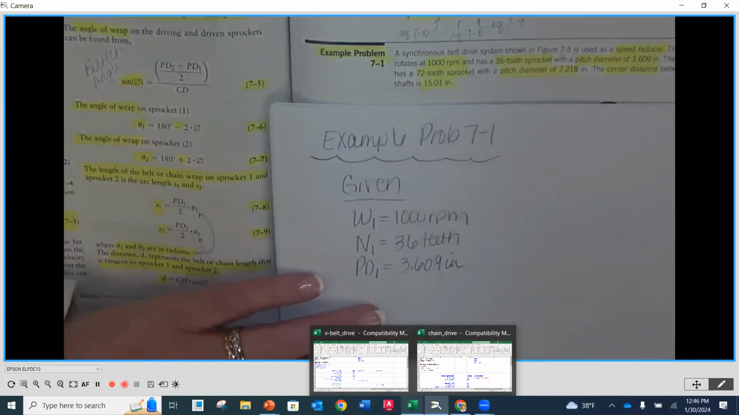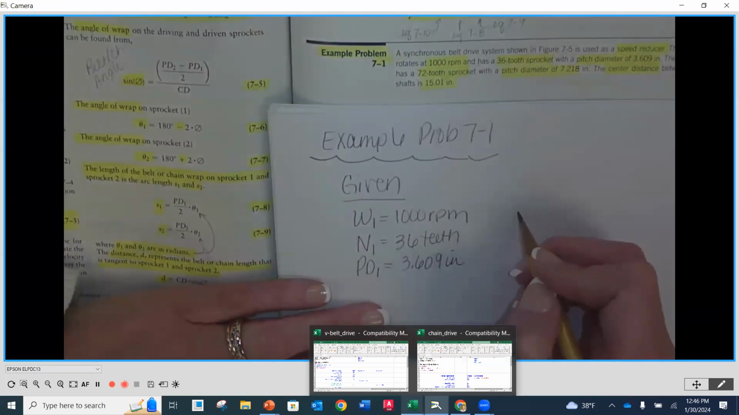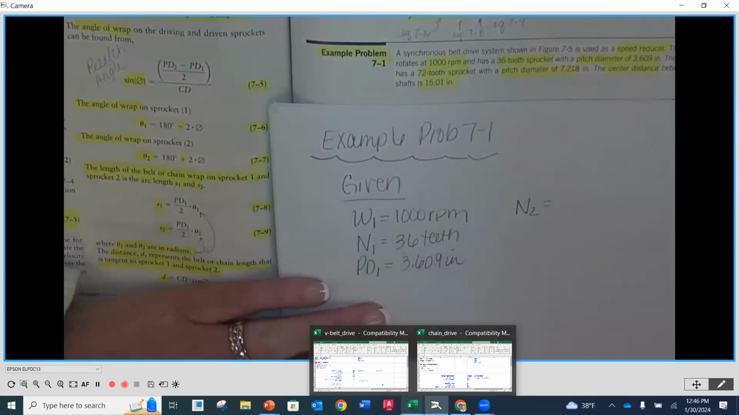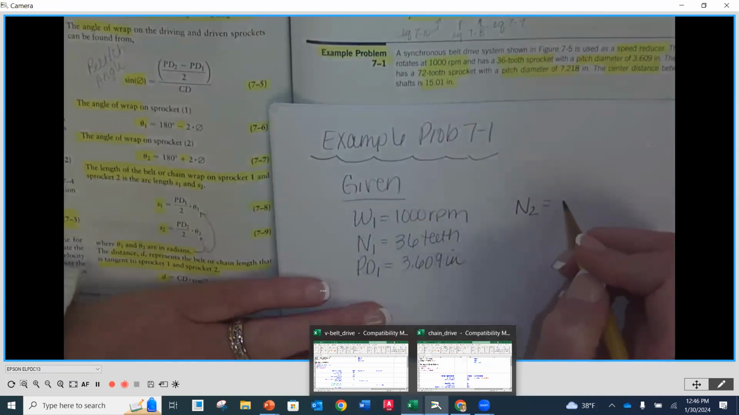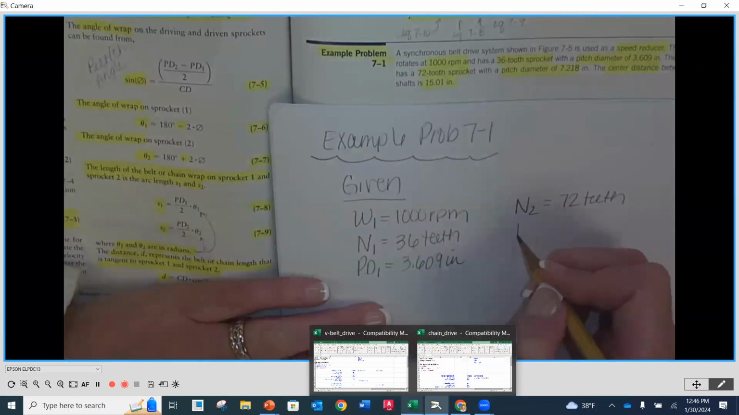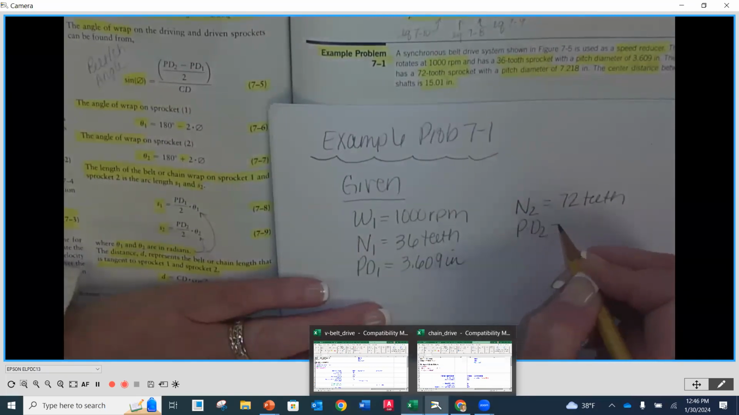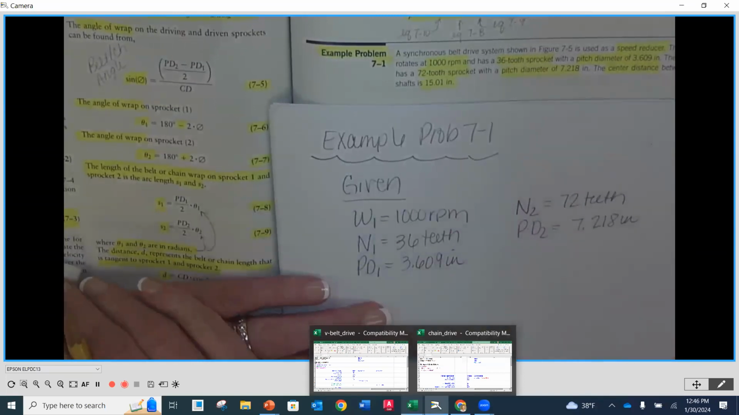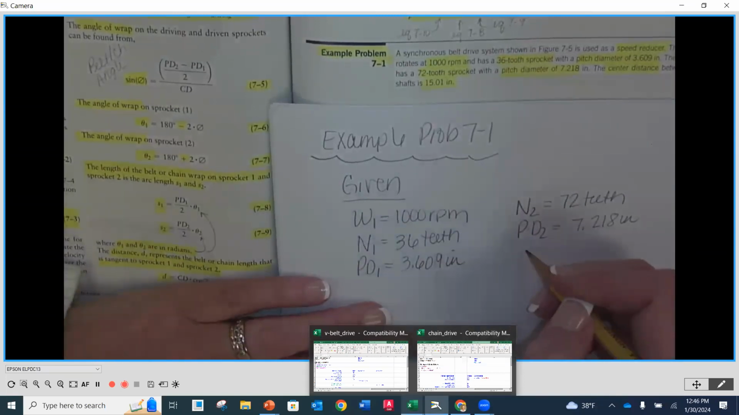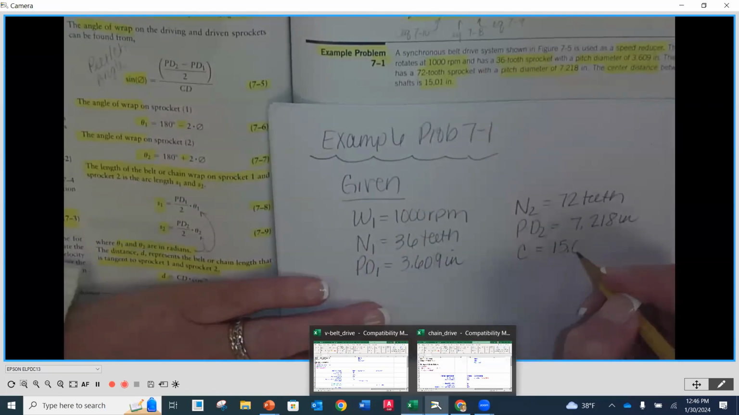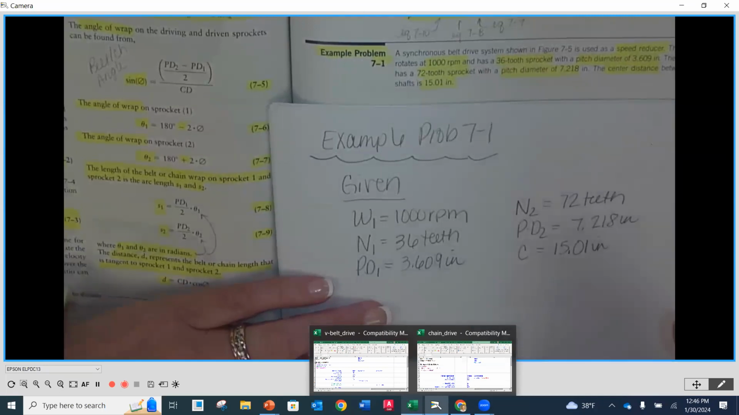That way you can kind of target what your next steps are going to be. We're also given on the output shaft our number of teeth on the output. We don't know what the output speed is, but that's something we're going to find. So our number of teeth is 72 teeth. Okay. And our pitch diameter 2 is going to be 7.218 inches. And then we're also given the center distance C of 15.01 inches, right?